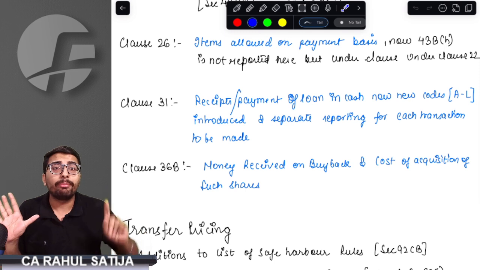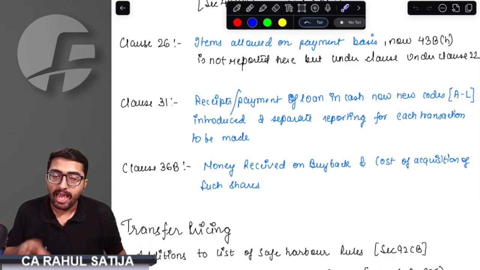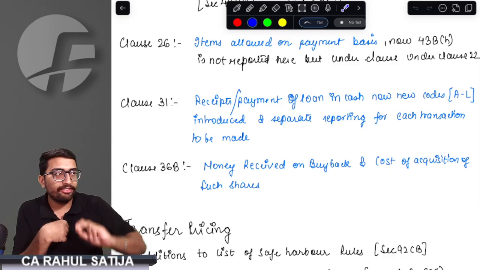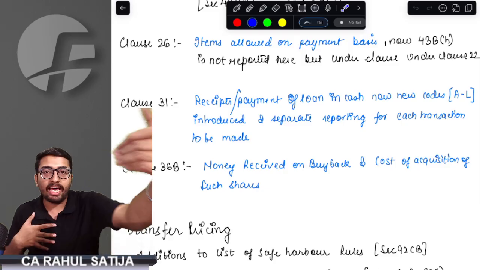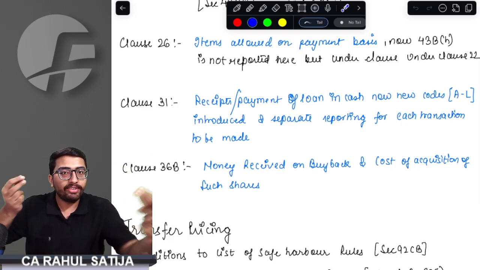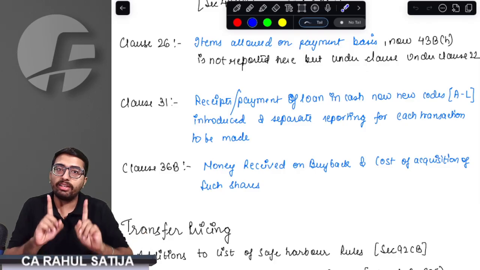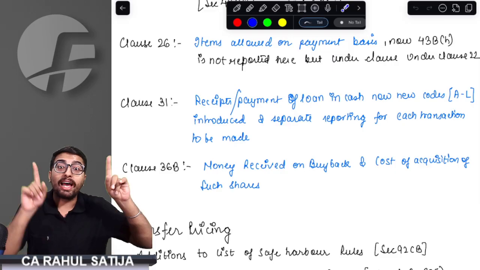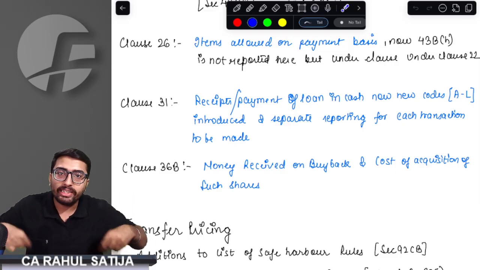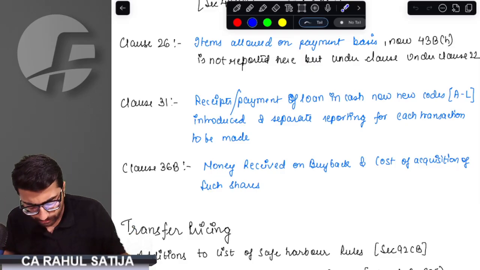But for every kind of payment, a code has been specified under clause 31. That is the amendment. If you have taken a loan from somebody and if you have repaid it to somebody, you have to report it separately. For example, I have a person called Abhijit. I have taken a loan from Abhijit and I have repaid the same to Abhijit. So I have to report it twice, not in one entry. Under different codes, I have to report it separately. So more detailed reporting is to be done under clause 31. Got it, sir.